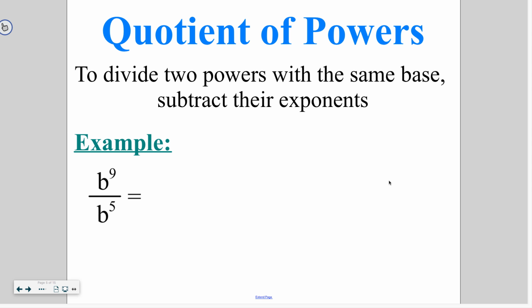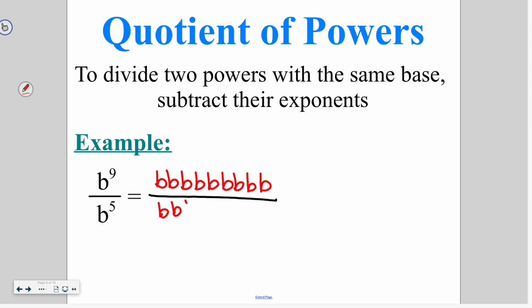First rule that we have up today is the quotient of powers rule. This is saying that when you are dividing two powers with the same base, you are going to subtract their exponents. So, if I were to write this out in the long format, I would have 9 b's up top being multiplied, and on the bottom, I would have 5 b's being multiplied.